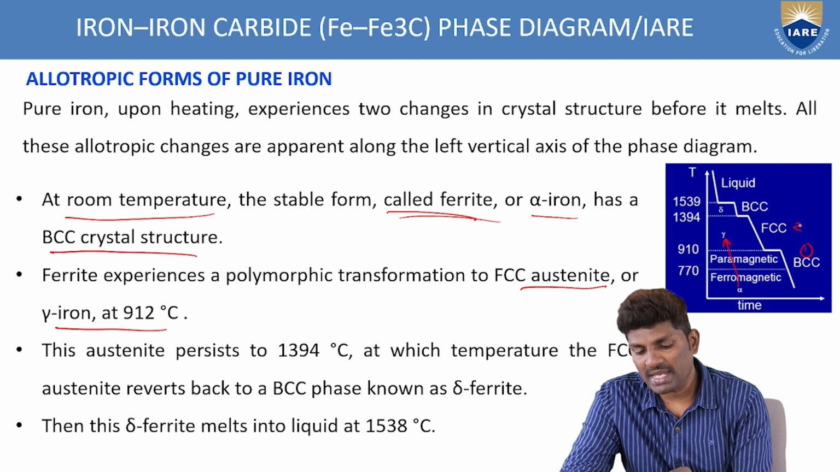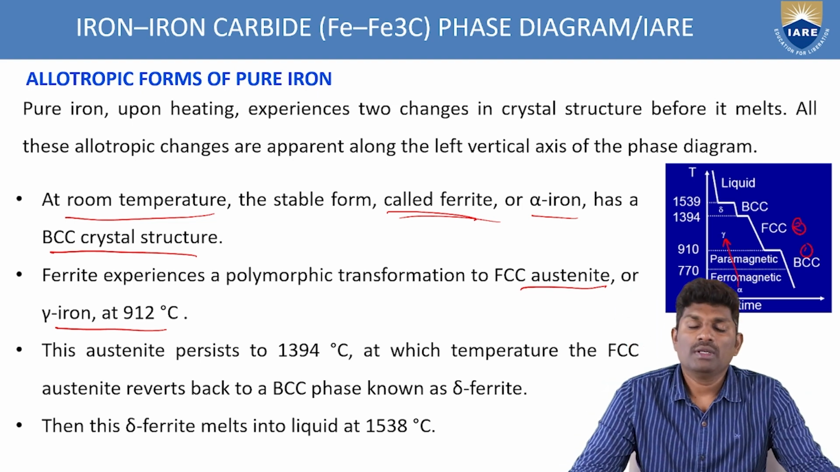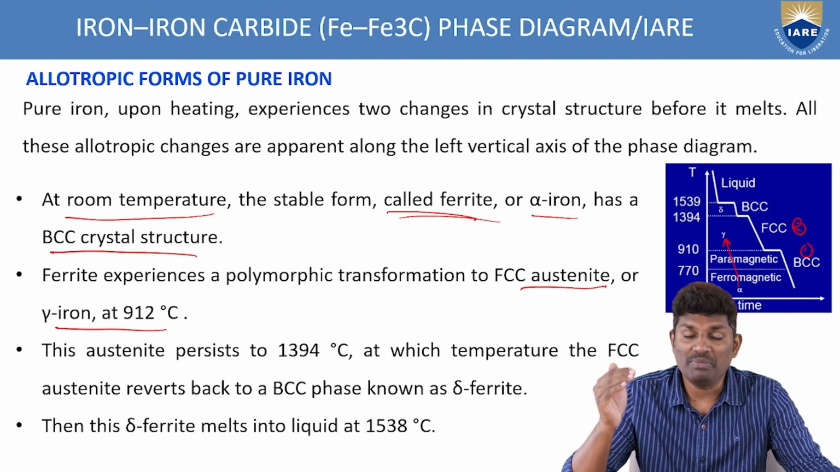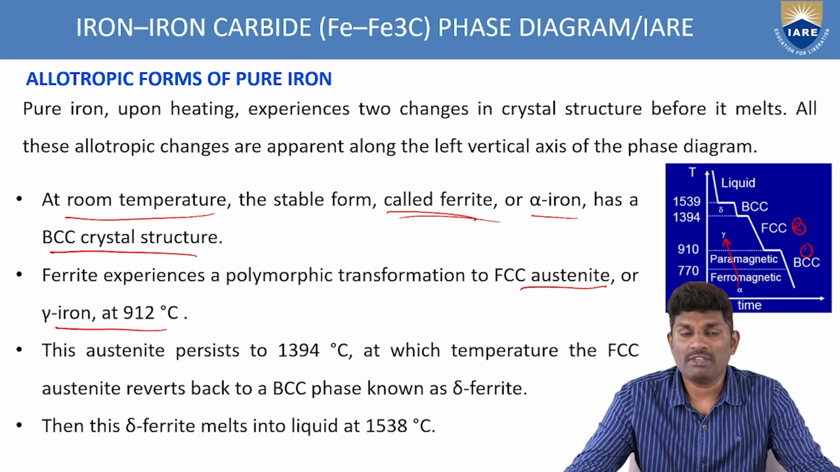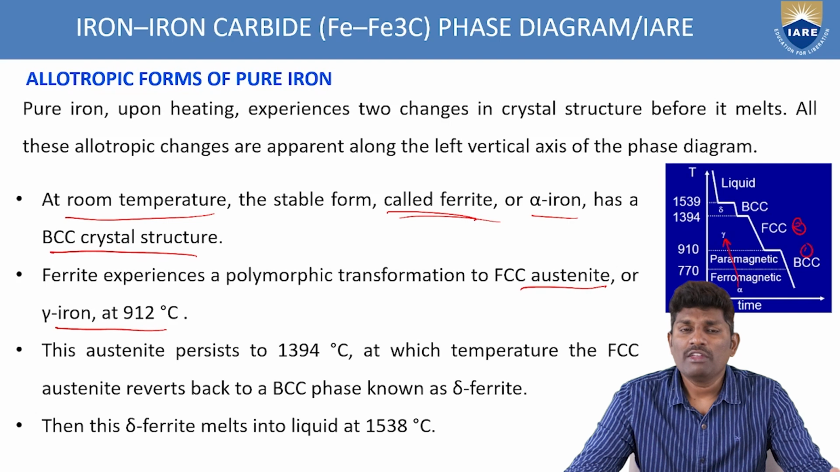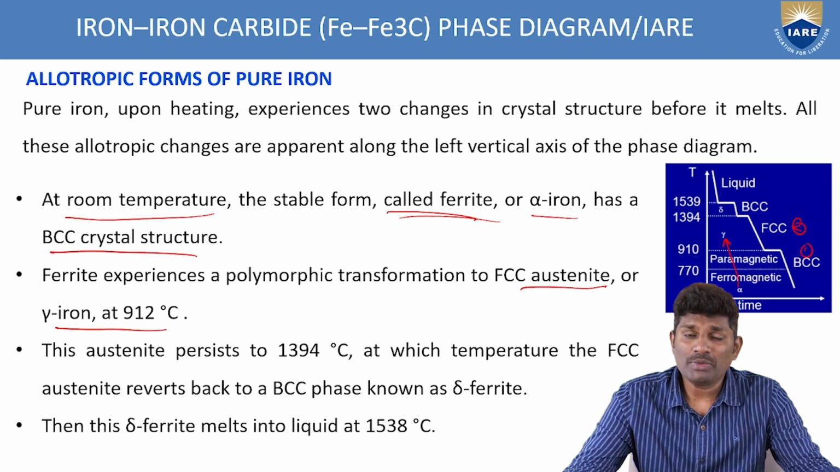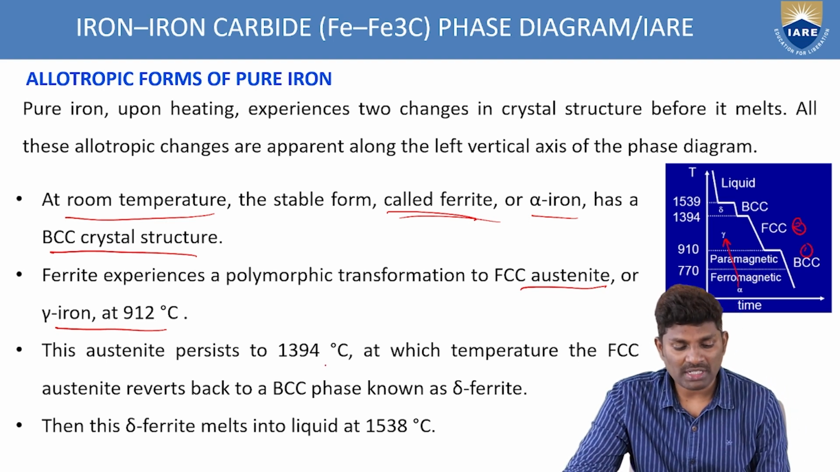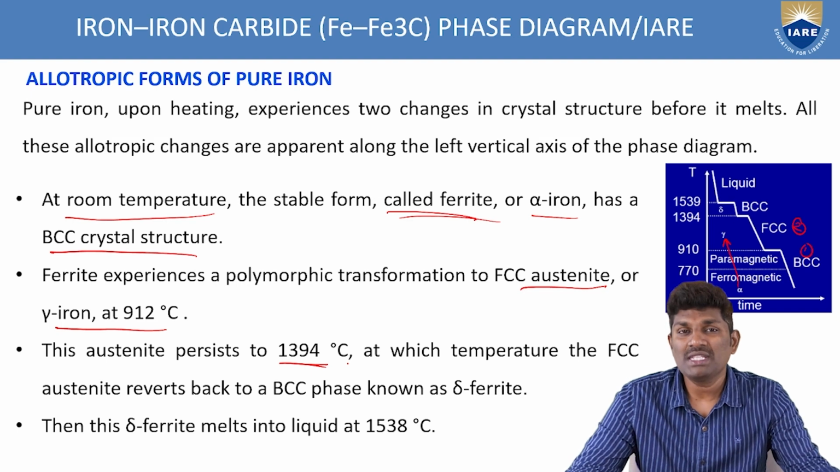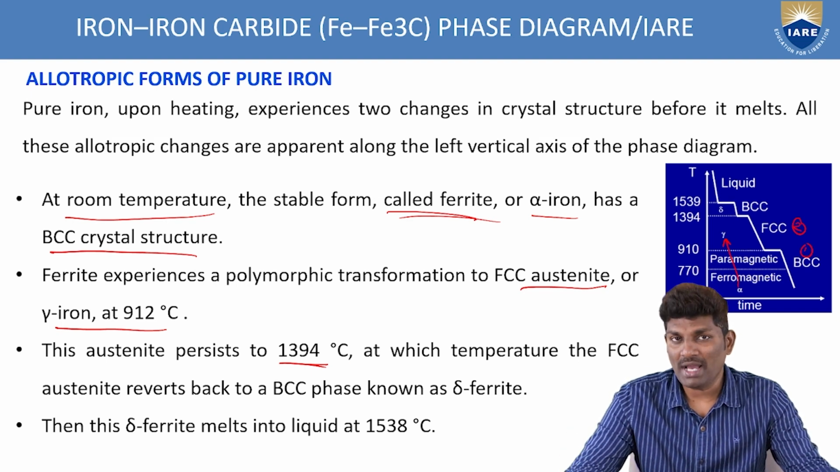This is the second phase structure change you can observe here: from body centered cubic structure to face centered cubic structure, transforming at 912 degrees centigrade from room temperature. Next, the austenite, that is the gamma, will persist up to 1394 degrees centigrade. Up to 1394 degrees centigrade, there is no change of that austenite, the gamma iron.